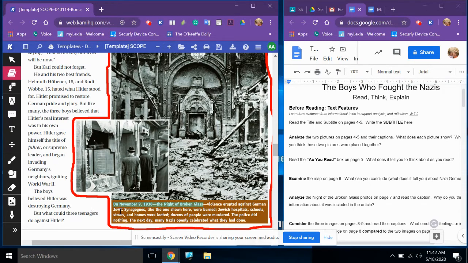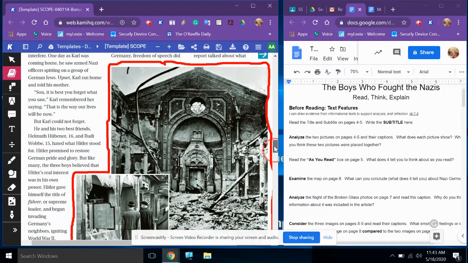So if we read this, it says, on November 9th, 1938, the Night of the Broken Glass, violence erupted against German Jews. Synagogues like the one shown here were burned. Jewish hospitals, schools, stores, and homes were looted. Looting means they break in and they steal all their stuff. So they were robbed and destroyed. Also, they bust things up. Dozens of people were murdered. The police did nothing. The next day, many Nazis openly celebrated what they had done.